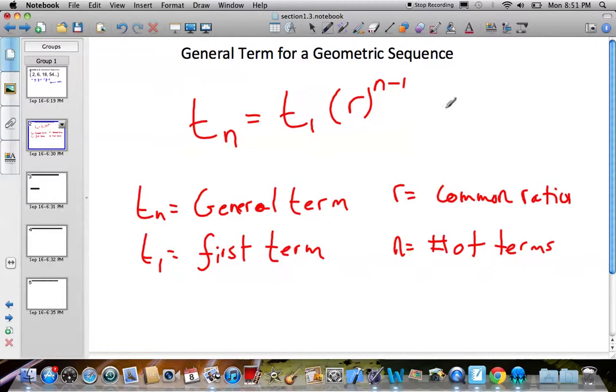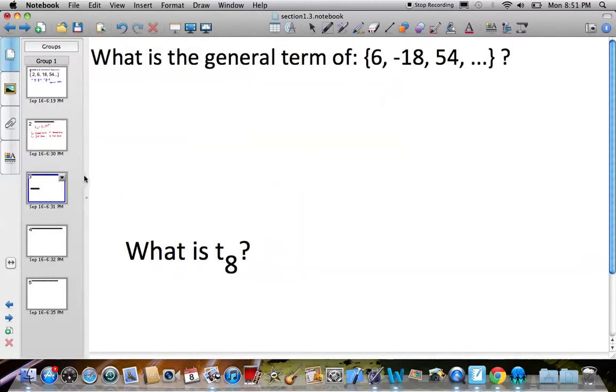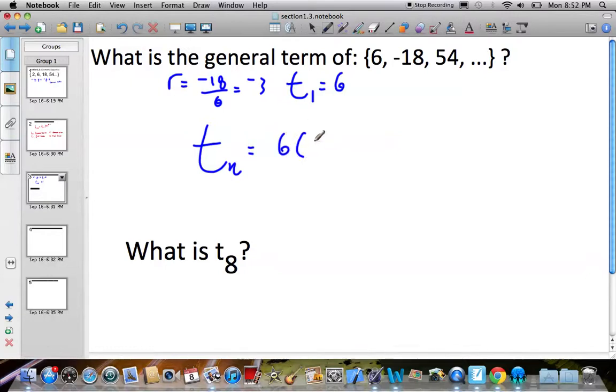So let's actually look at finding one of these for a particular sequence. We have a similar sequence to what we just had. Let's find my common ratio. We're assuming it's geometric, of course, because that's what we're doing. Negative 18 divided by 6 is negative 3. And then 54 divided by negative 18, as a check, is also negative 3. So we're in business. My common ratio is negative 3. And then my T1, of course, is 6. This is my first term of the sequence. So my general term, T of n, is going to be equal to 6 times negative 3 to the n minus 1. That is my general term right there.